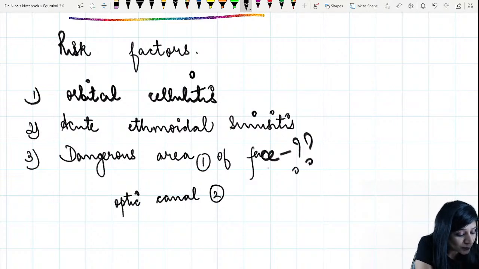Ready? What is this? 2 plus 3 plus 4. I did not get this. What is this? 2 plus 3 plus 4. Okay. So we have optic nerve and ophthalmic artery. Very good. Preetham, very good.